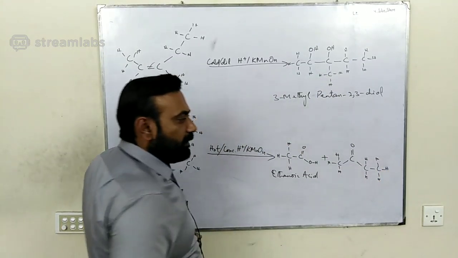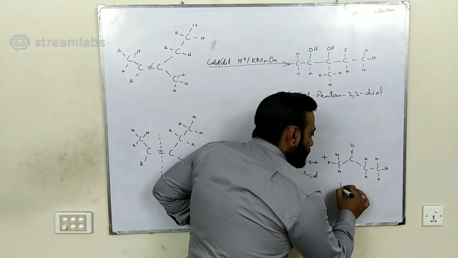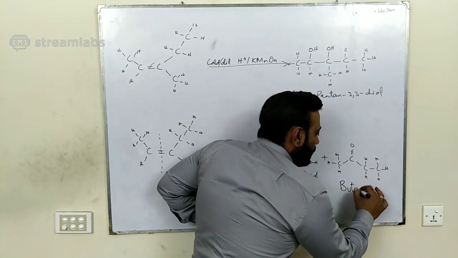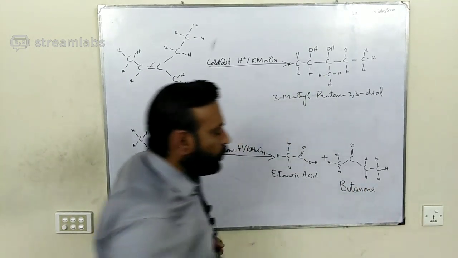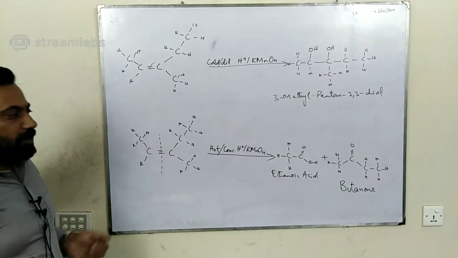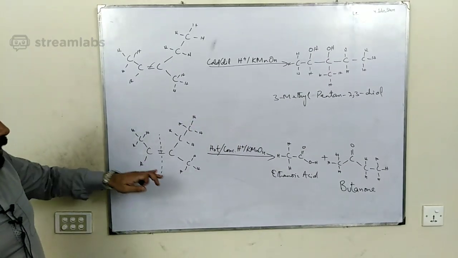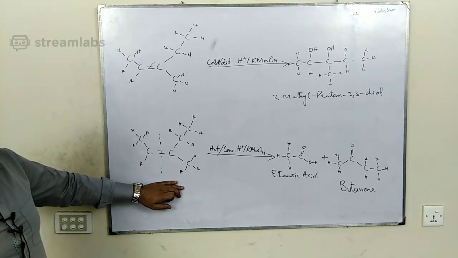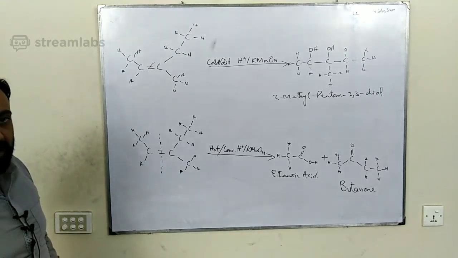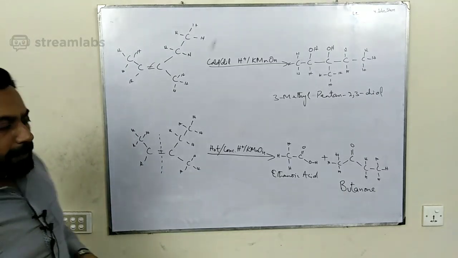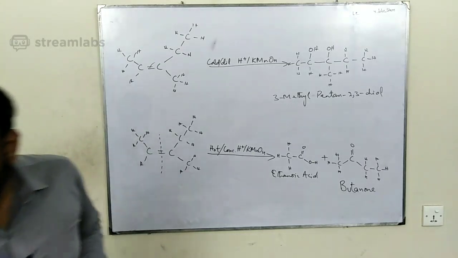and this compound formed is butanone, a ketone with 4 carbon atoms. So these are the products of complete oxidation of 2-methylpentene by using hot and concentrated acidified potassium manganate. I hope this was enough.